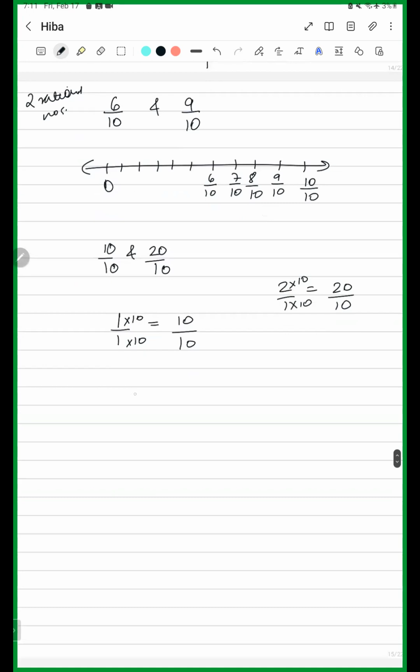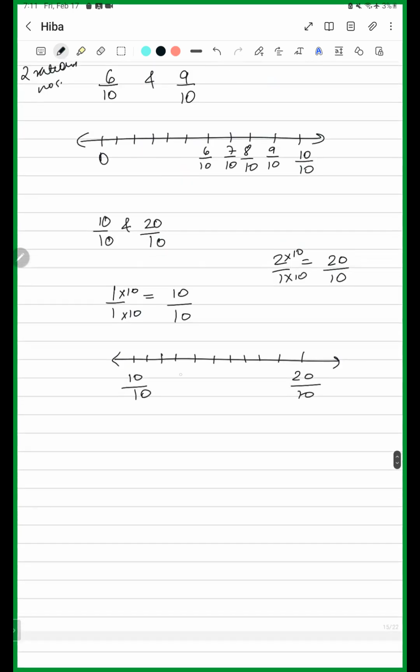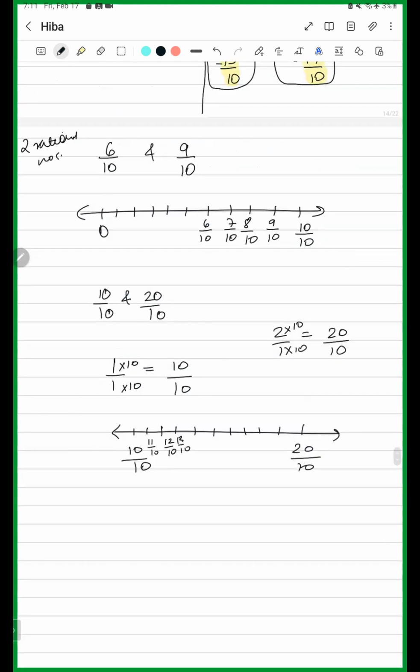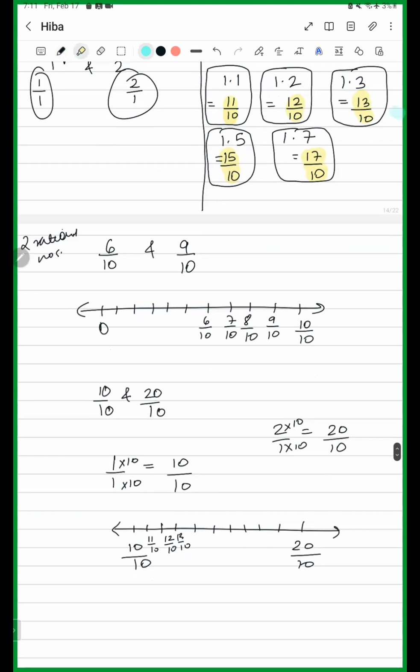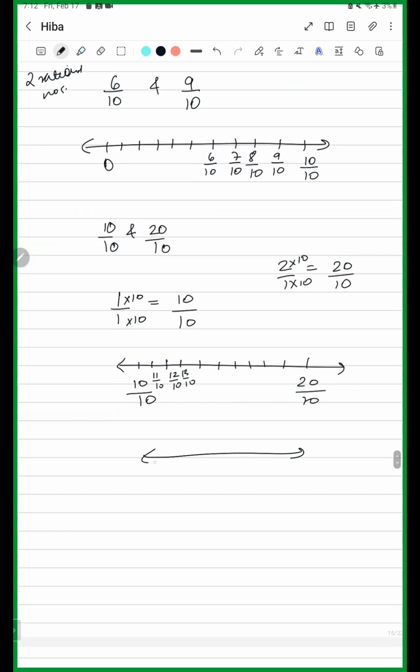Okay? Now all you have to do is you have 10 by 10 and 20 by 10. Between these you will find many fractions. For example, 11 by 10, 12 by 10, 13 by 10, which is actually what we had found here. If you take a close look. But why are we multiplying it by 10? Because Hiba, what will you find between 1 and 2?